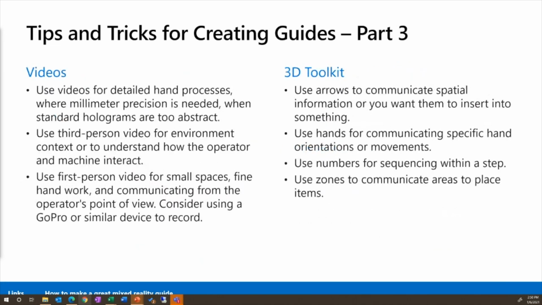Some more tips. When we talk about videos, you'll want to think about using videos for detailed hand processes where millimeter precision is needed, when standard holograms are too abstract to really understand what a particular step is supposed to be doing. Think about using third-person video for environmental context or to help understand how the operator and the machine interact together. And you'll want to use first-person video for small spaces or really fine handwork and communicating from the operator's point of view.